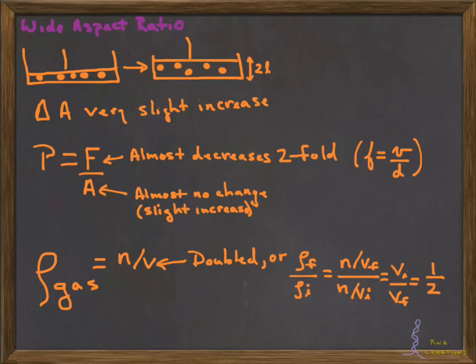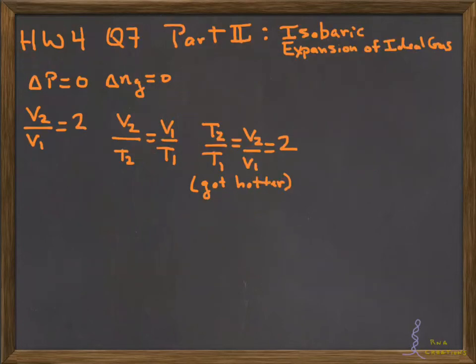Let's go on now to the second part of the question and consider an isobaric expansion of an ideal gas, or a constant pressure. At constant pressure, delta P is 0. Again, delta Ng is 0. We know that the volume doubles, and using the relationships in the ideal gas equation, we can reason that the temperature must double, or that the system gets hotter.